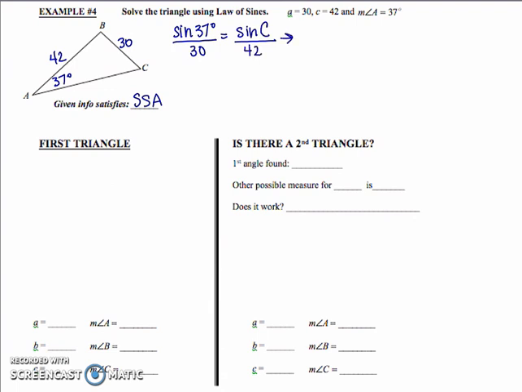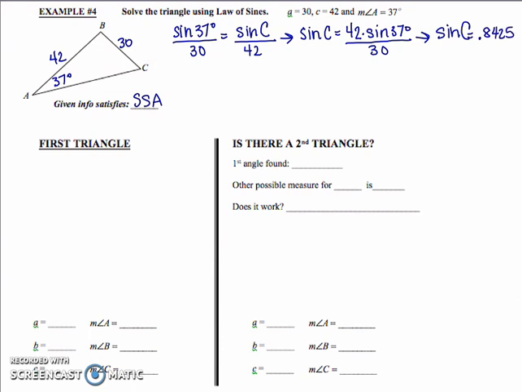To solve for sine C, we are going to multiply both sides by 42. So sine C will be equal to 42 times the sine of 37 degrees divided by 30. We grab our calculator. We find that the sine of angle C is equal to 0.8425.